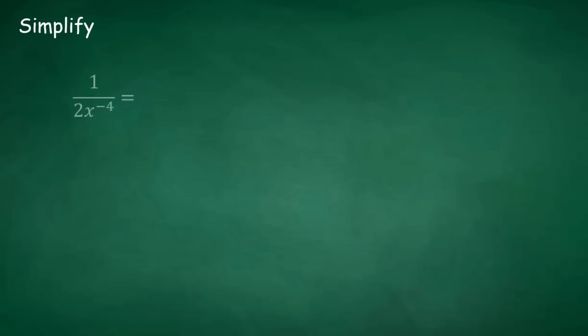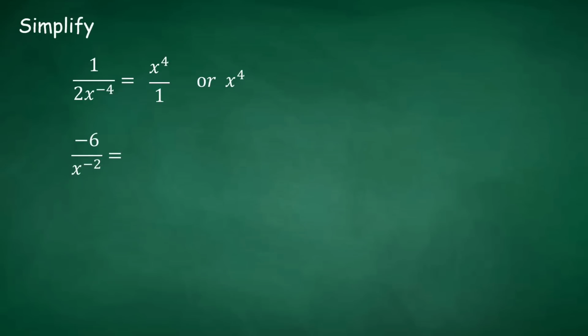Simplify. 1 over 2x raised to the power of negative 4. Look for the negative exponent and put that on the other side of the fraction line. In this case, we need to put this negative exponent in the numerator. So 1 over 2x raised to the power of negative 4 is equal to x raised to the power of 4 over 1, or x raised to the power of 4.